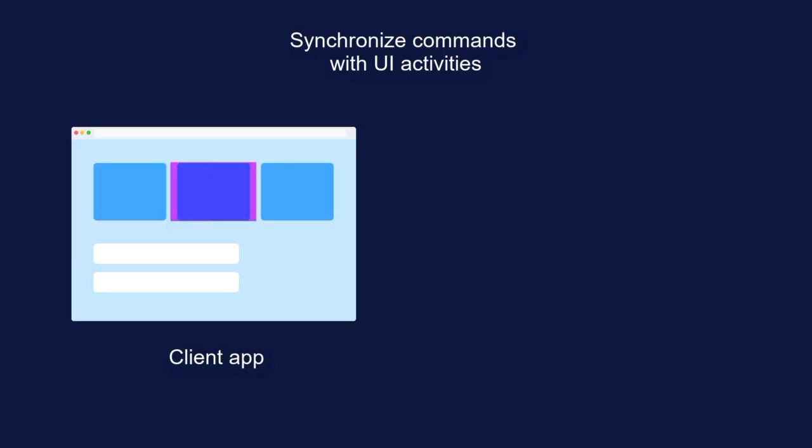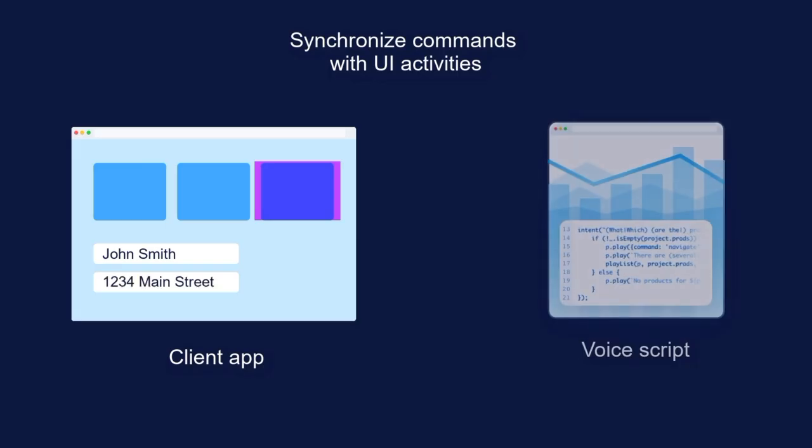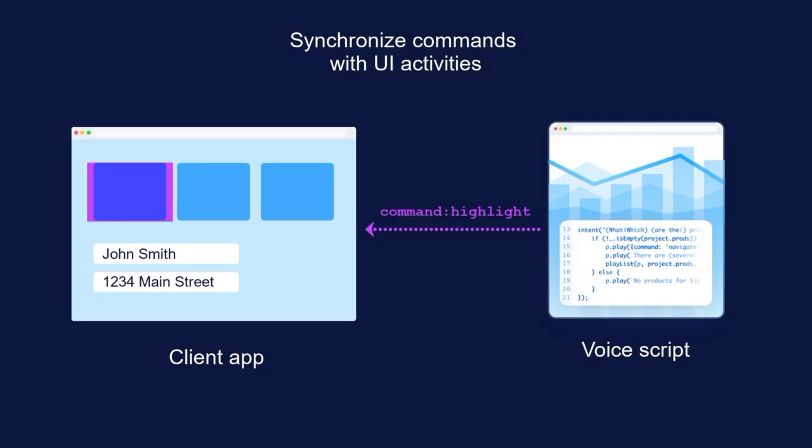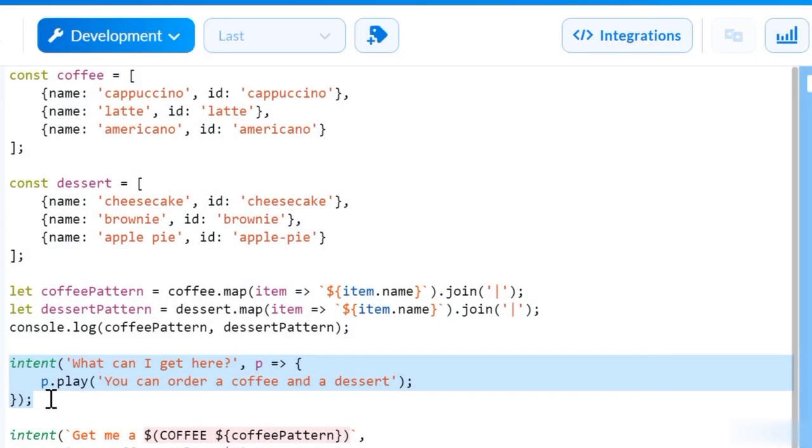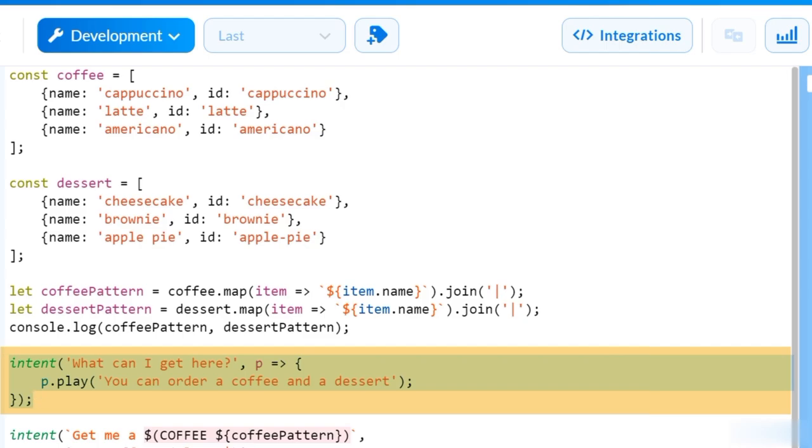For example, we can highlight named items on the page or populated fields in the app with information the user provides. To achieve this, we'll send commands from the voice script to the client application, and once the application receives these commands, have it perform the necessary activities. Let's see how this works. Here's our command asking about available snacks and drinks.